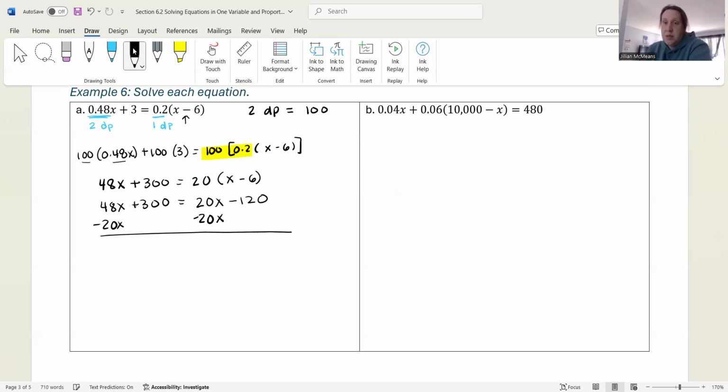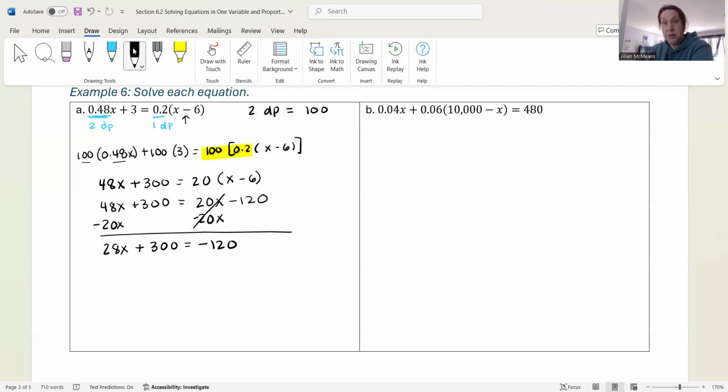All right, we simplify on the left. 48x minus 20x is 28x. We leave the plus 300 and the equals. And then on the right-hand side, 20x minus 20x is 0. So we would say the 20x is canceled, but really they just become 0. So 0 minus 120, negative 120. Okay, now we've got the x's in a single term. We want to isolate that x term, the variable term.